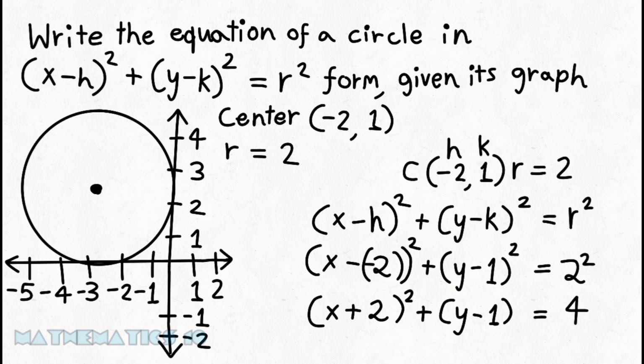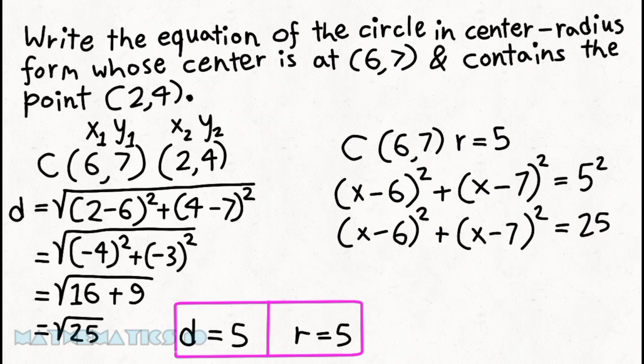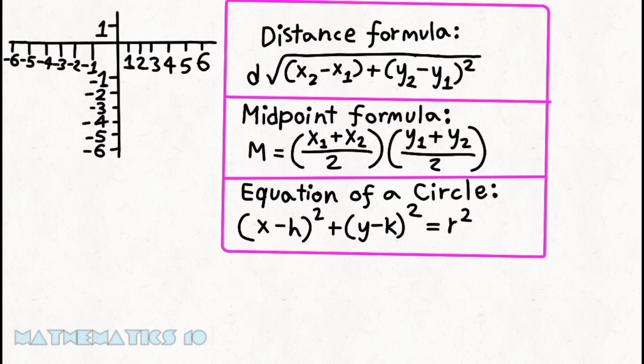Standard form, general form. Let's write the equation of a circle in standard form, given its graph. Now let's write the equation of the circle in center-radius form whose center is at (6, 7) and contains the point (2, 4). Now we will use the distance formula, midpoint formula and the equation of a circle with this one.